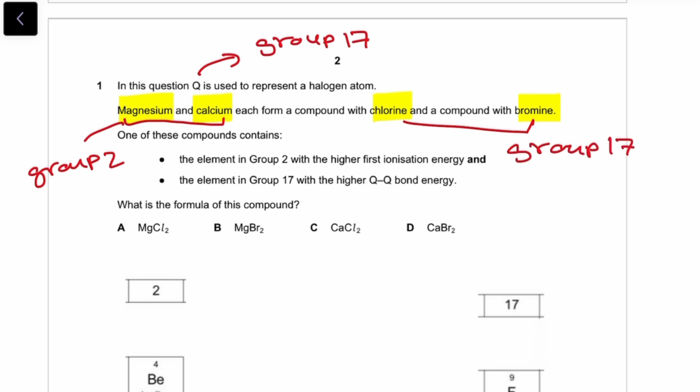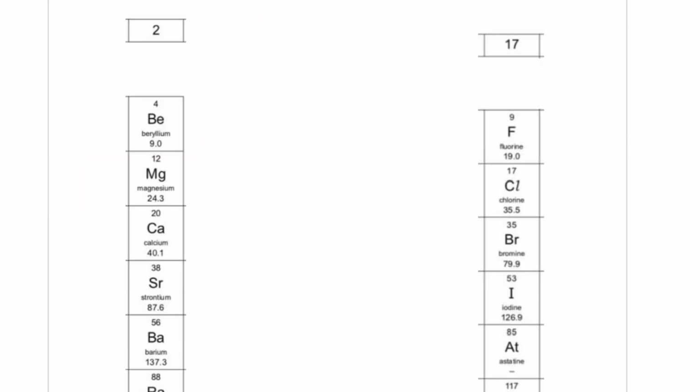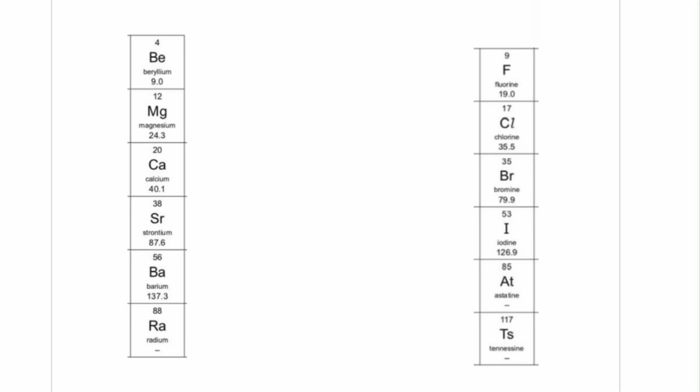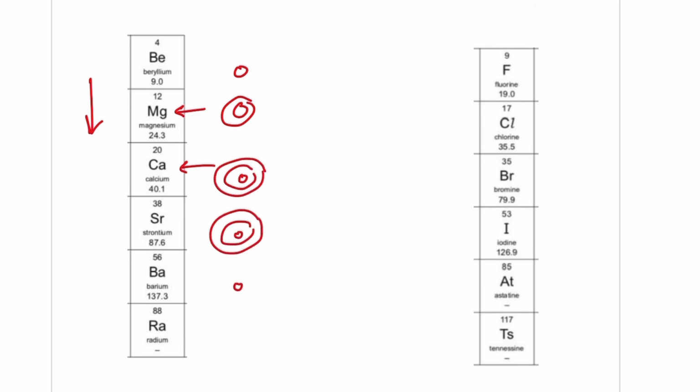So out of magnesium and calcium, we need to determine the one with the higher first ionization energy. So this is the periodic table for group 2, and as you can see, magnesium is above calcium. And as you go down group 2, our shielding increases. This isn't exactly how it works, but just for explanation purposes. However, the proton number does increase, but that's negligible when we're going down the group because the shielding has a much larger impact on the way these atoms react.